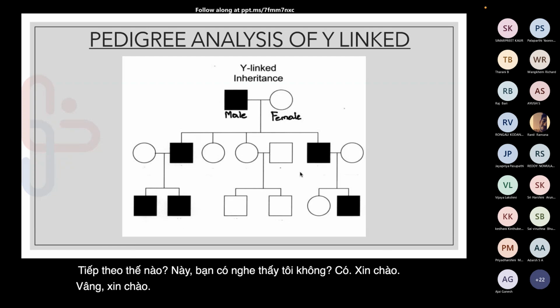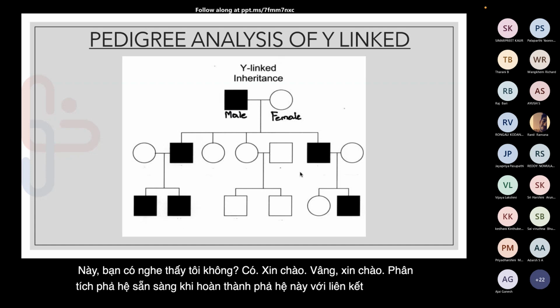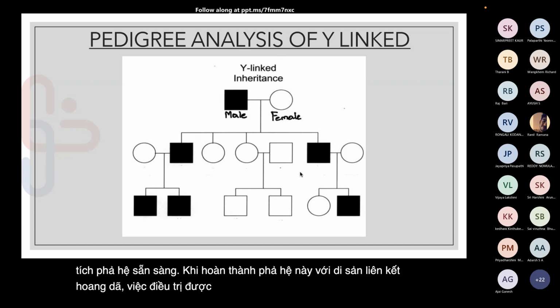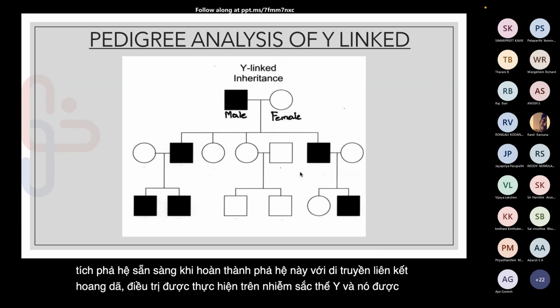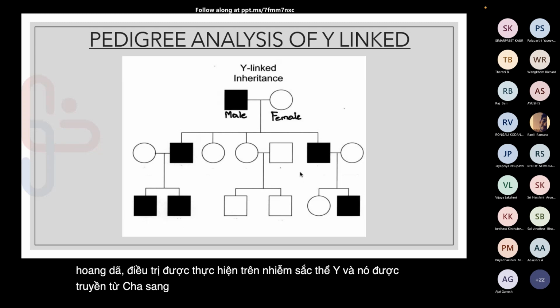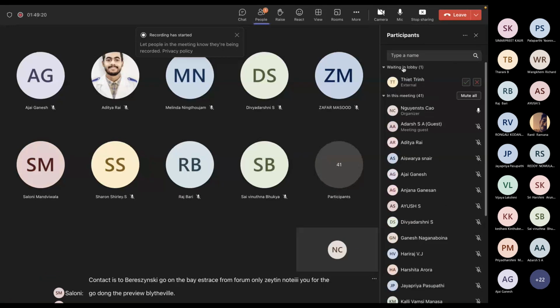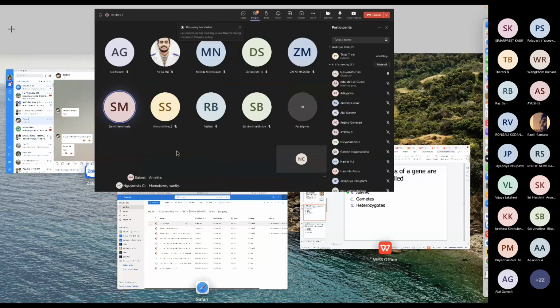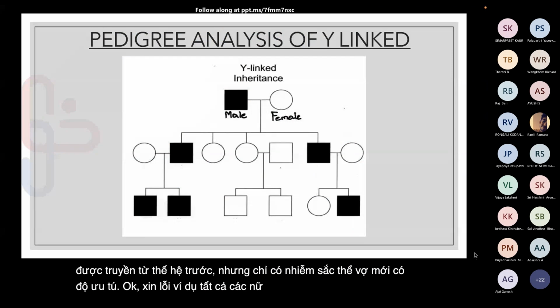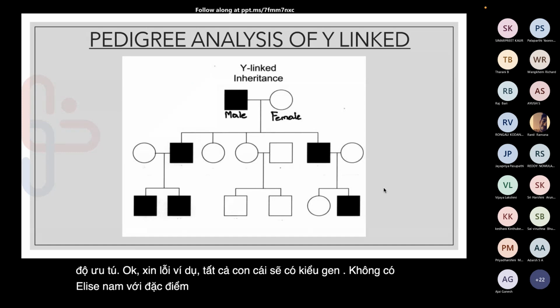Pedigree analysis of Y-linked inheritance. When completing a pedigree with Y-linked inheritance, the trait is carried on the Y chromosome and is transmitted from father to son only. When writing genotypes, we still use X and Y as symbols for the chromosomes passed on from the previous generation, but only the Y chromosome will have an allele. For example, all the females will have the genotype XX, no alleles. A male with the trait will have the genotype XY capital R, and a male without the trait will have the genotype XY small r.